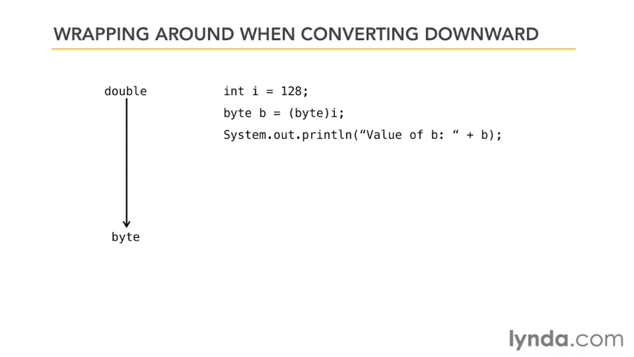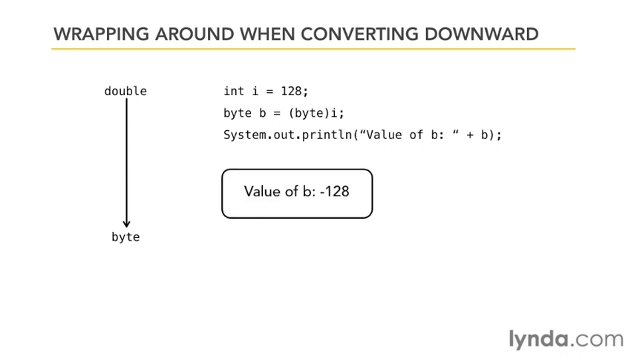Well, it's going to take the value that exceeds the range of the target data type, the byte, and it's going to wrap around and assign an opposite value. So if you start off with a positive, you'll end up with a negative. The result of this code would be a value of b of negative 128. Remember, the range of a byte goes from negative 128 to positive 127. I'm trying to assign a value that exceeds that range by 1, so it wraps around by 1 and becomes negative 128, the smallest possible number, instead of the greatest possible number.